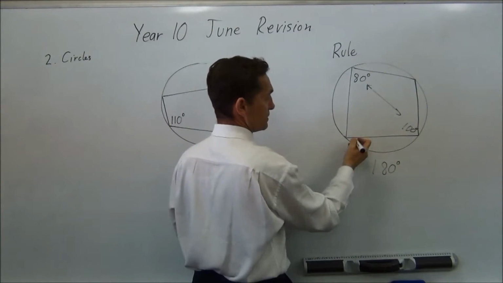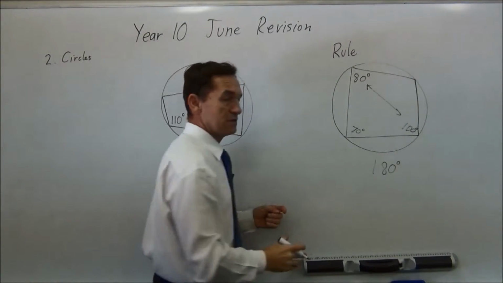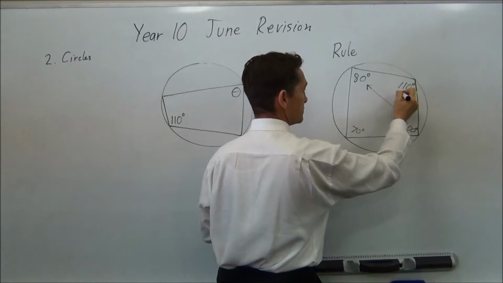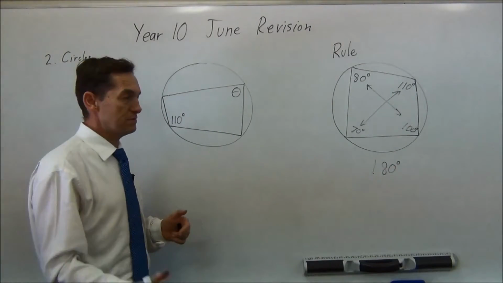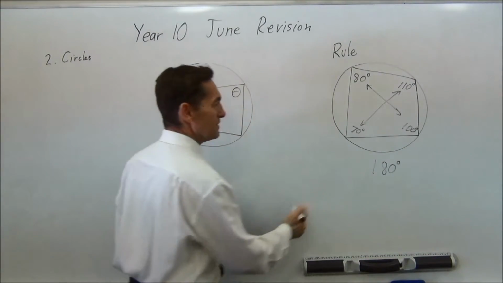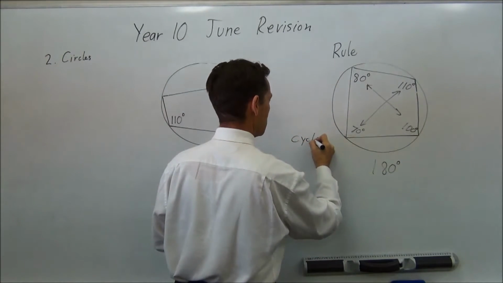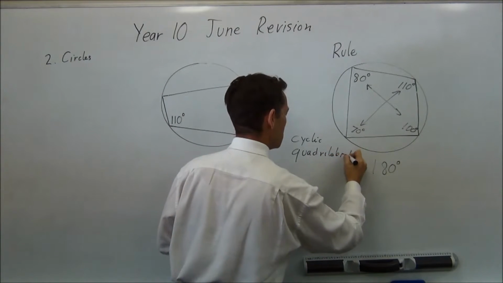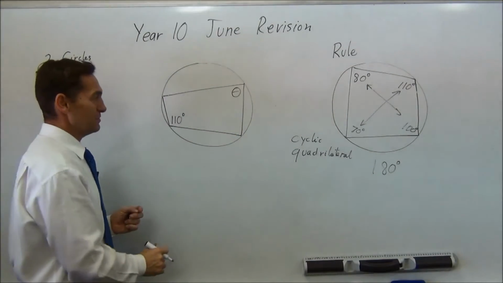So if we make up an angle there, let's say that's, I don't know, 70 degrees. Well, this plus this must be 180, so 70 plus 110. Okay, so those two must add up to 180 degrees, and that's the rule. The word you use for this is a cyclic quadrilateral. Bit of a longer word to use for the definition.